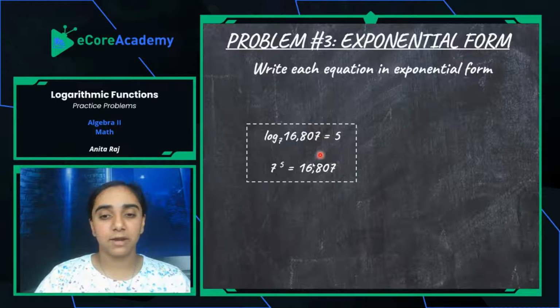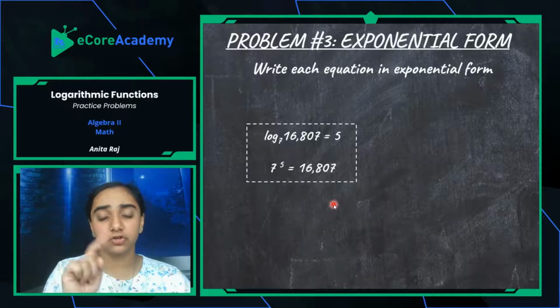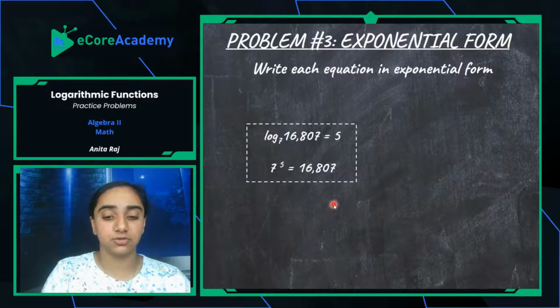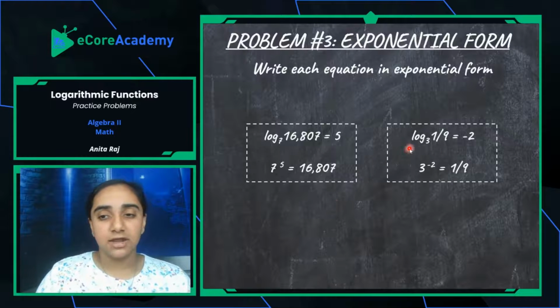So if we raise 7 to the power of 5, it's equal to 16,807. That's pretty much what this log is saying, and this is written in exponential form. So remember, we're sketching that E for exponential. It stands for exponential. Now we have a fraction.